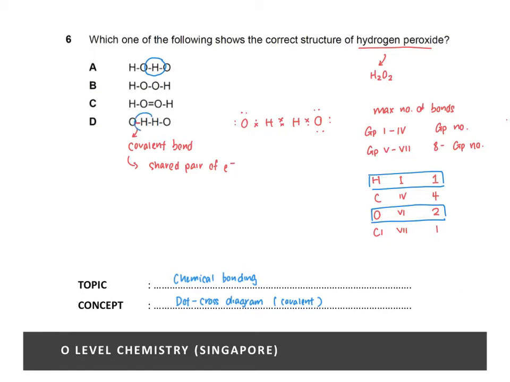If you look at this hydrogen atom, it has formed 2 bonds, so that is not possible. And then if we look at option C, this oxygen atom has formed 3 bonds, which again is not possible because oxygen can only form a maximum of 2 bonds. So by recognizing this concept, it will allow you to determine the answer very, very easily by eliminating the wrong structures.